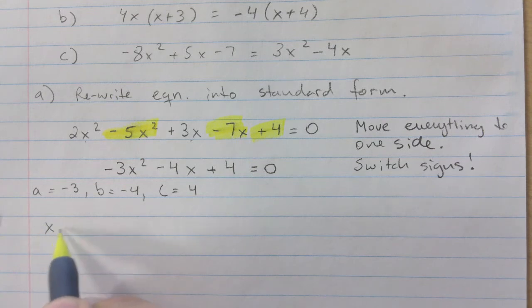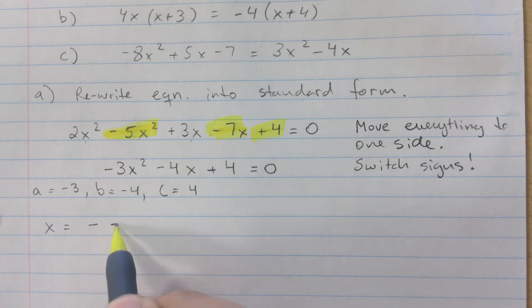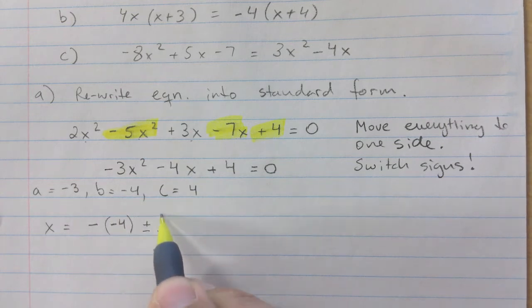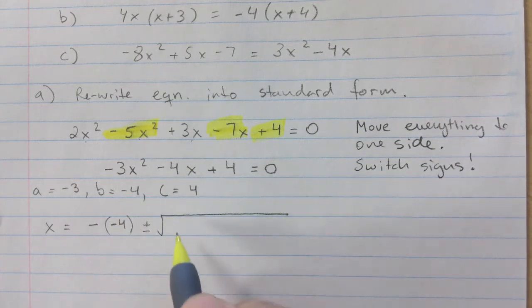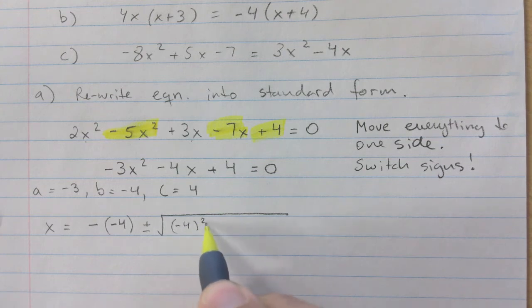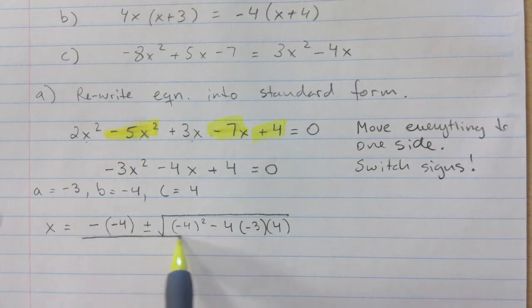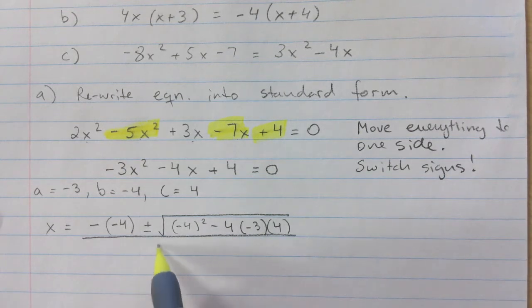So then we start with our formula, right? So it's negative B. So notice that B is negative, so you make sure that there's a double negative. This one is there from the formula. This is from the actual value, right? Plus or minus the square root of B squared minus 4 times A times C, all over 2 times A.